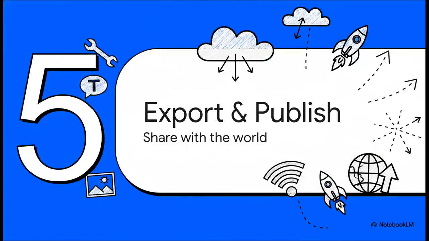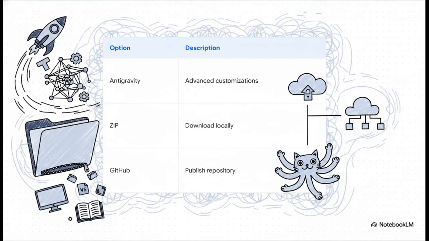Let's look at Section 5, Exporting and Publishing. Once your site is looking flawless, you've got some really solid options to actually put it out into the world. You could export it straight to a hosting platform called Anti-Gravity if you want to dive into some advanced tweaks. Or if you're the kind of person who wants to actually hold the files, just download the whole project as a zip and crack it open in a code editor like VS Code.